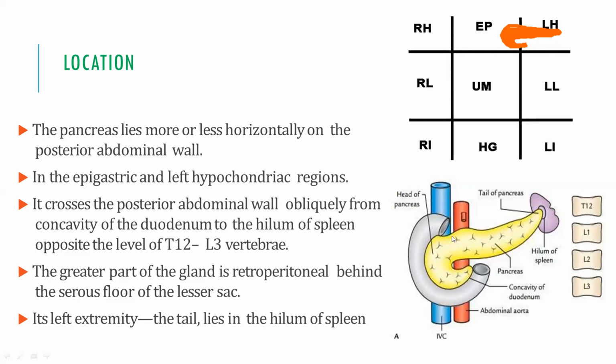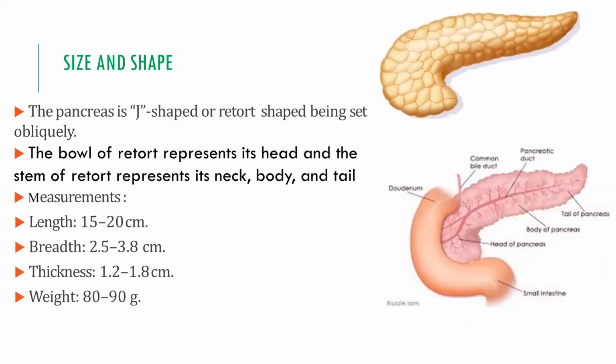The greater part of the gland is retroperitoneal, that is, seen behind the serous floor of the lesser sac. Its left extremity, that is the tail, lies within the hilum of the spleen. So remember it again: it lies in the epigastric as well as left hypochondriac region, and crosses the posterior abdominal wall obliquely from the concavity of the duodenum to the hilum of the spleen, opposite the level of T12 and L3. The greater part of the gland is retroperitoneal and the left extremity is seen within the hilum of the spleen. So that is the location of pancreas.